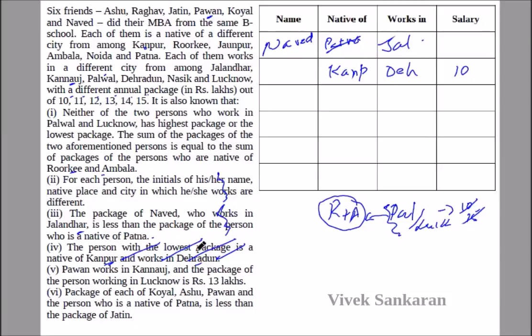Pavan works in Kannauj. The package of the person from Lucknow is 13 lakhs. Whoever works in Lucknow has a package of 13 lakhs.